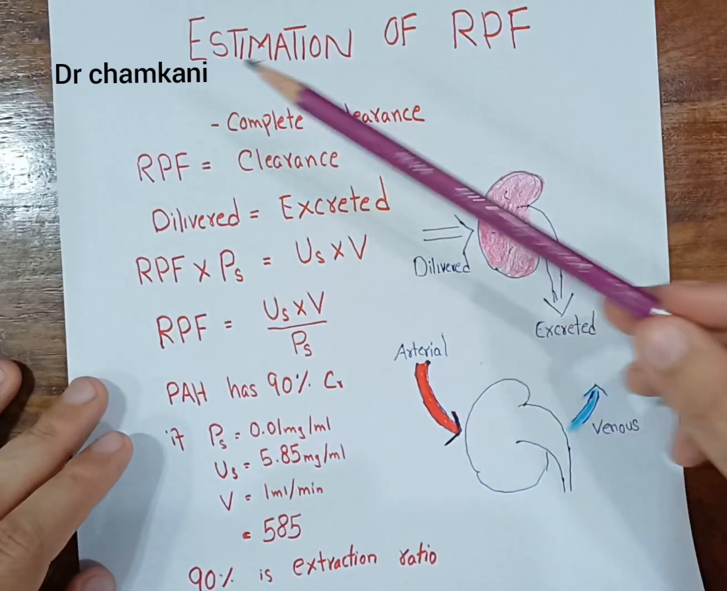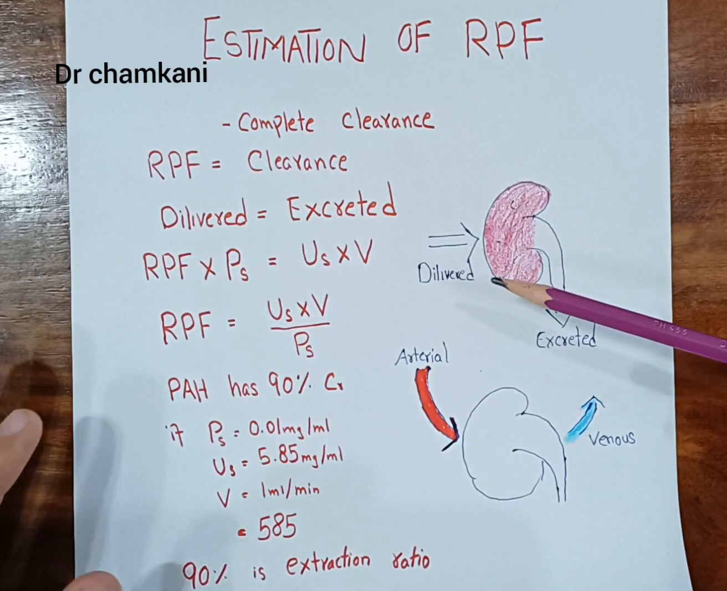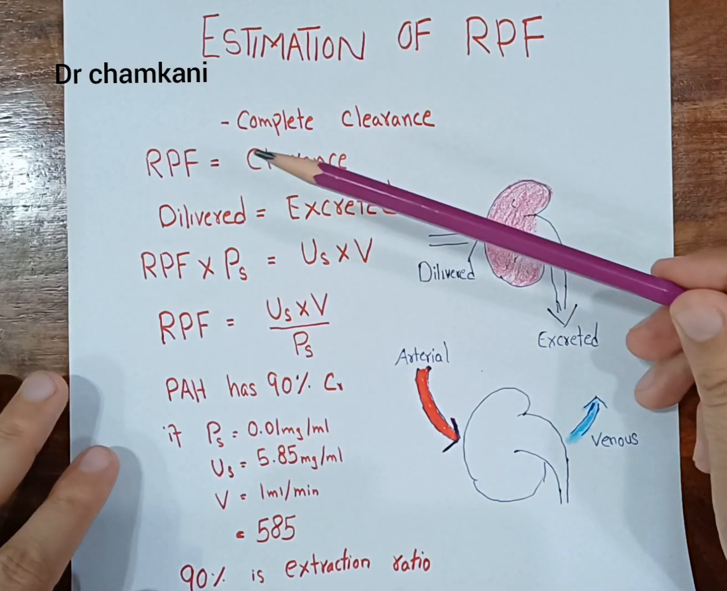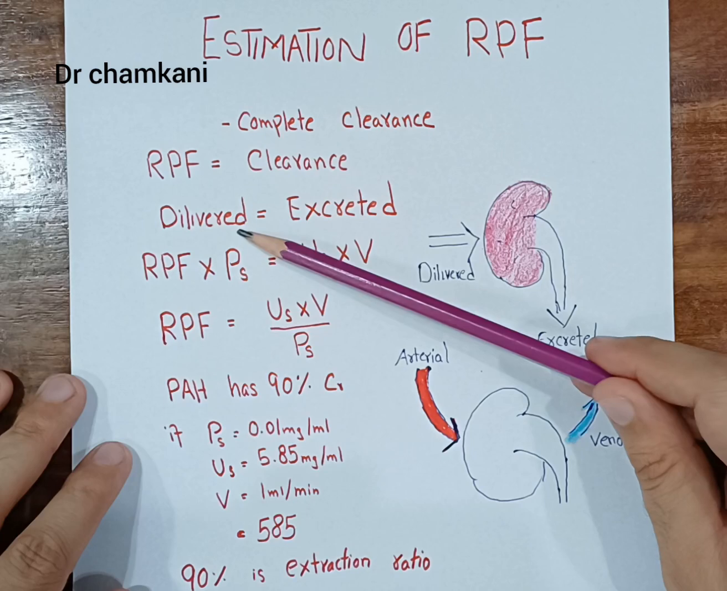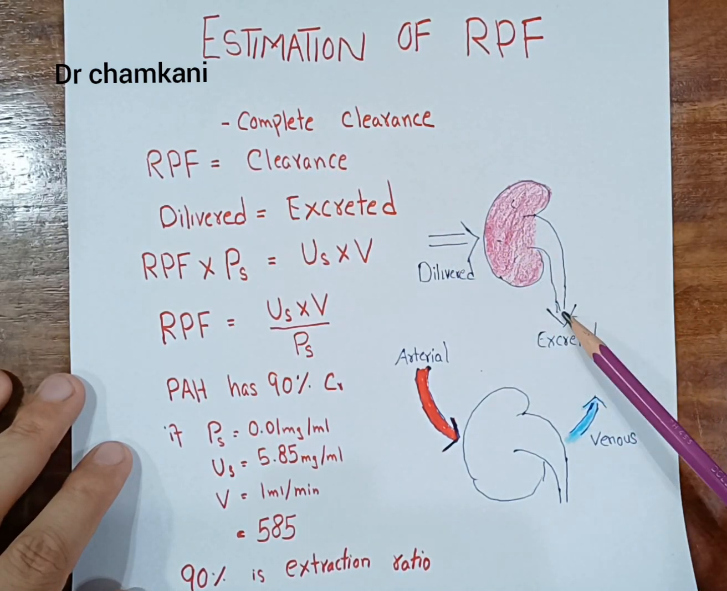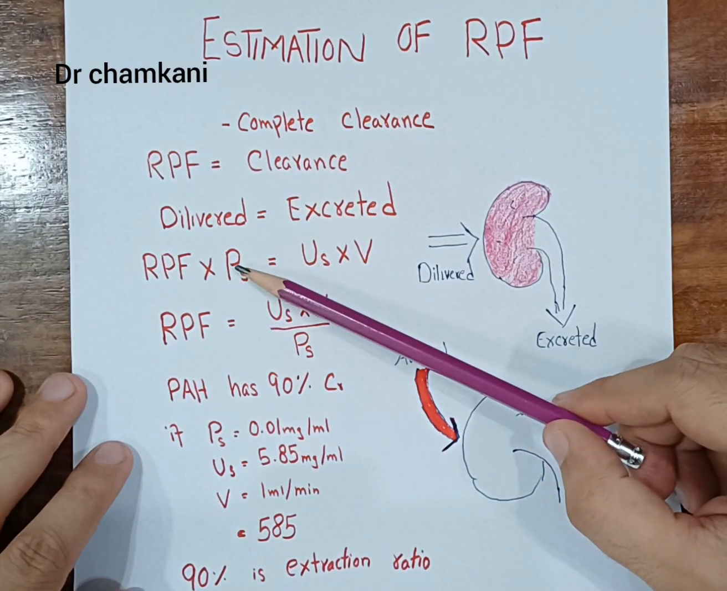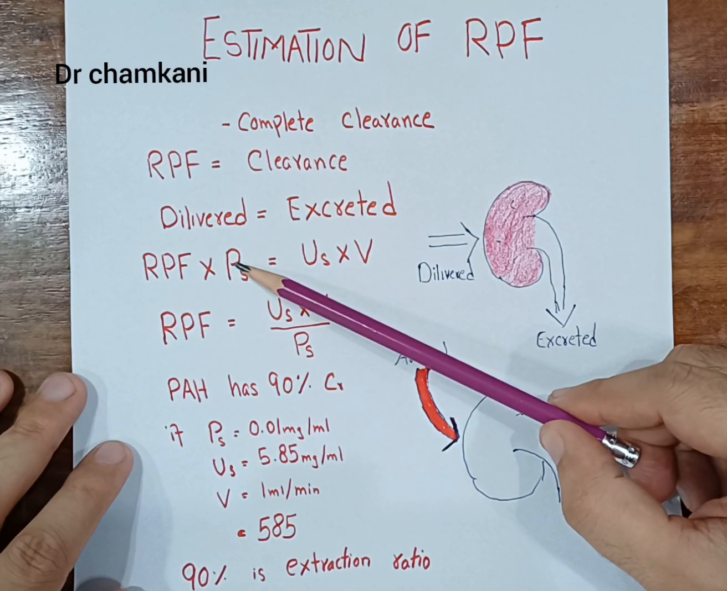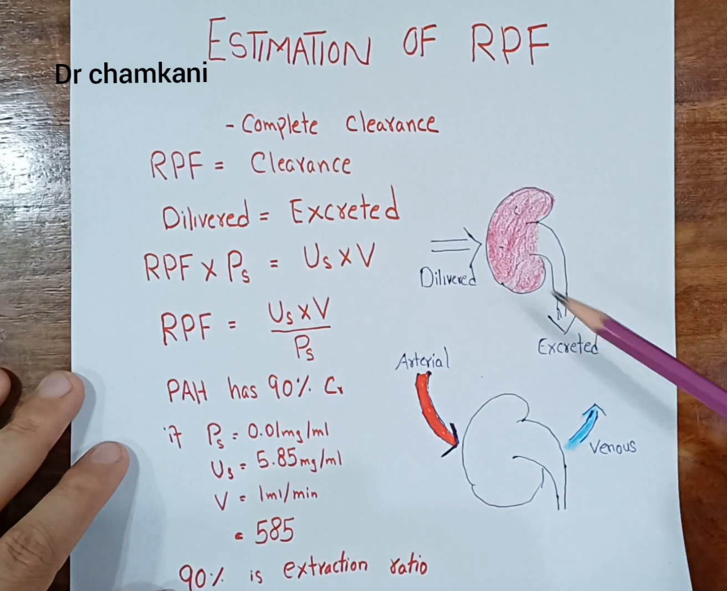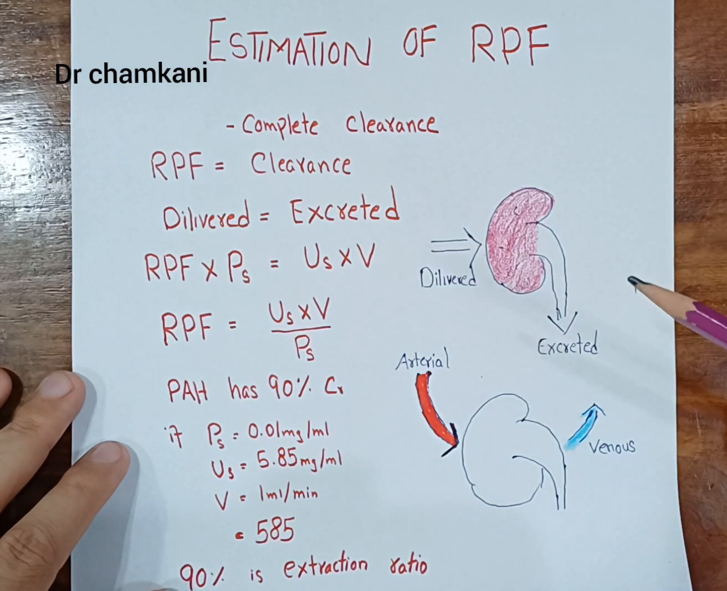Now, we do not have a lot of substances that are cleared 100% from the kidneys, but we have one substance, para-aminohippuric acid, PAH, which is cleared around 90%. Now, the renal plasma flow is the delivery and the clearance is the excretion. The delivery of a substance is the product of the concentration of that substance in the plasma and the renal plasma flow, and the excreted amount is equal to the concentration of that substance in urine times the volume of urine formed per minute.